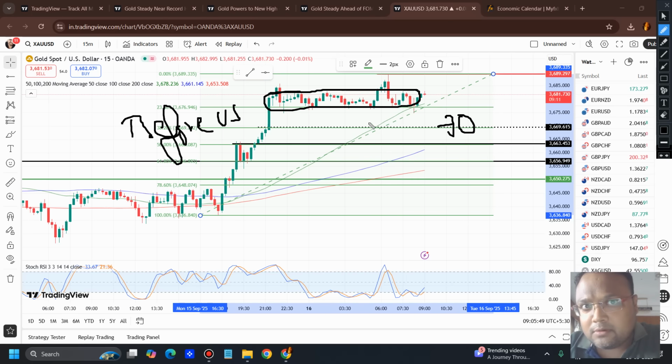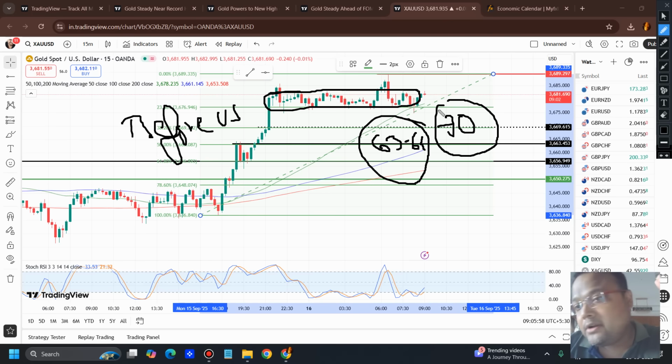In case it doesn't work, then we can look for support around 63, 64 as well. So these are the two minor levels where, as a day trader, you can look for a bounce of 60 to 70 pips, and if you want you can also hold a trade as well. And on the chart of gold, as the trend of the market is bullish, we are looking for buy at retracements only.